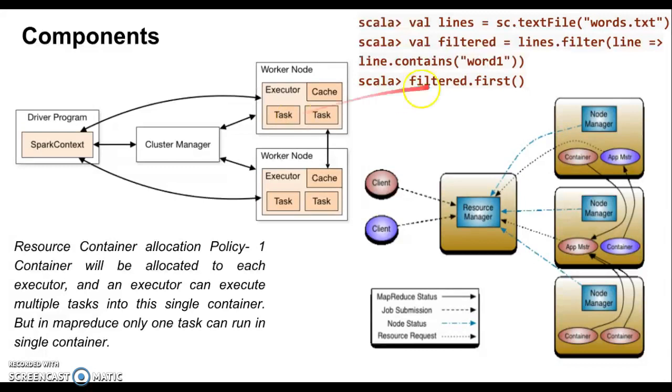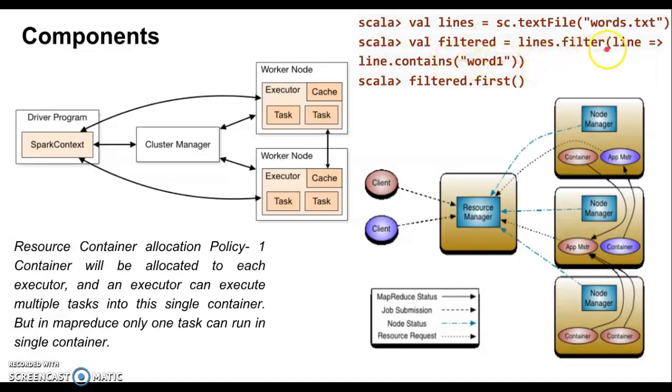Right. So here you can see that this is my simple program. Here I am creating lines from the word.txt. So sc is a Spark context, right? And what is the driver in this case? The program, the main function in which this complete program is written, is called the driver program. So the function in which you initialize the Spark context is called the driver program.